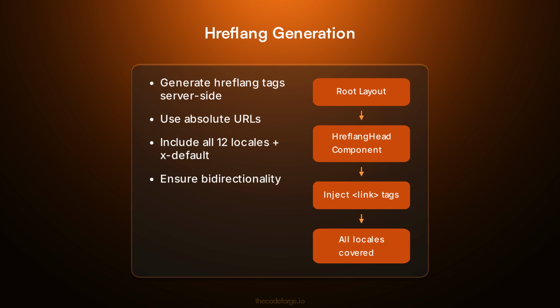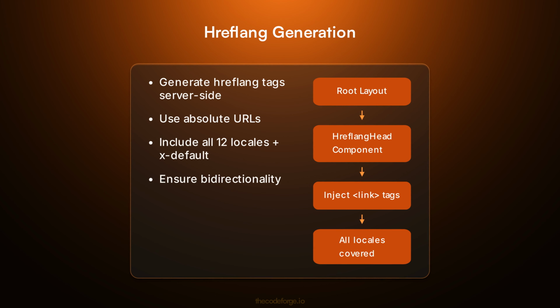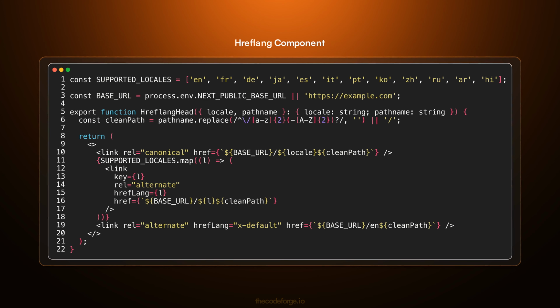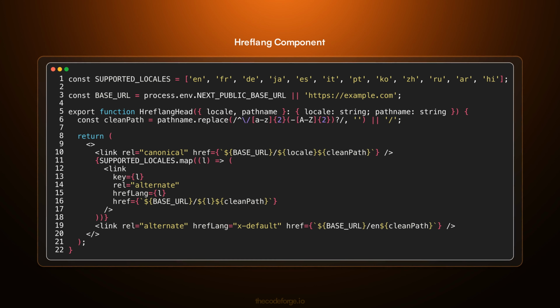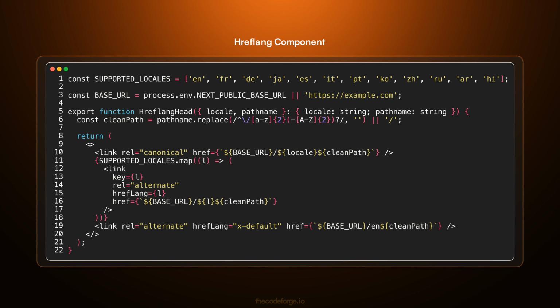That's critical. Hreflang tags tell Google which language version to serve. Next.js doesn't generate them automatically. You need a server component that renders all alternate links with absolute URLs, and they must be bidirectional. If /fr links to /de, /de must link back to /fr. This component generates canonical and Hreflang tags. It strips the locale from the pathname to get the clean path, then builds absolute URLs for all 12 locales plus x-default. Place it in your root layout.